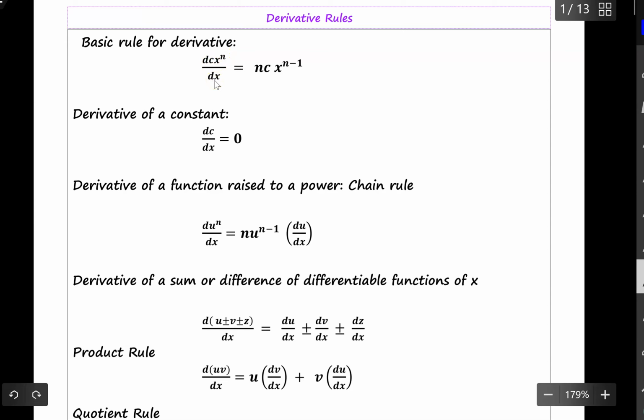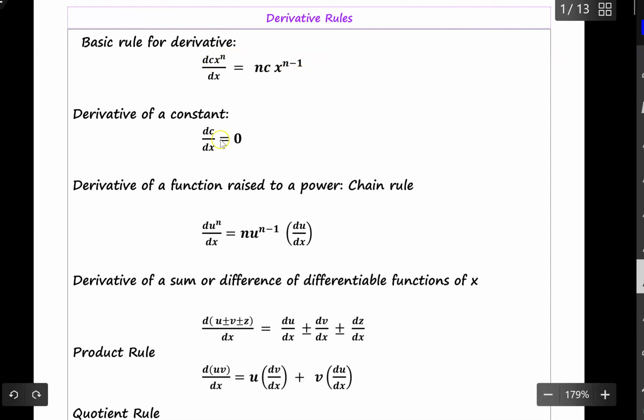The rule for derivative is always like this. You take the exponent, you multiply it by the coefficient in front of the x, and at the same time you take 1 away from the exponent. So the basic rule always applies: take the exponent, multiply by the coefficient, and immediately after that, take 1 away from the exponent.